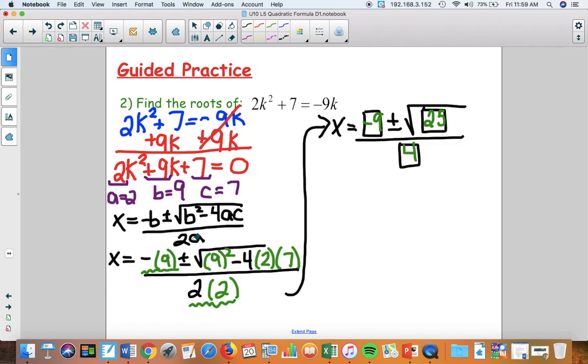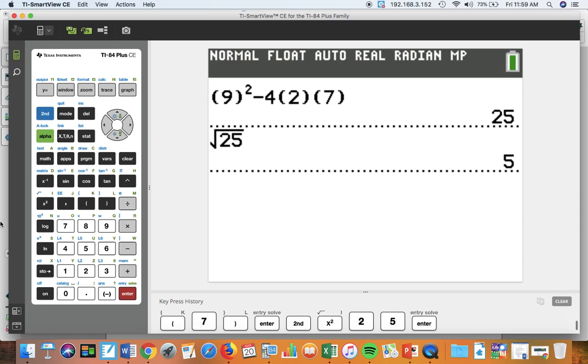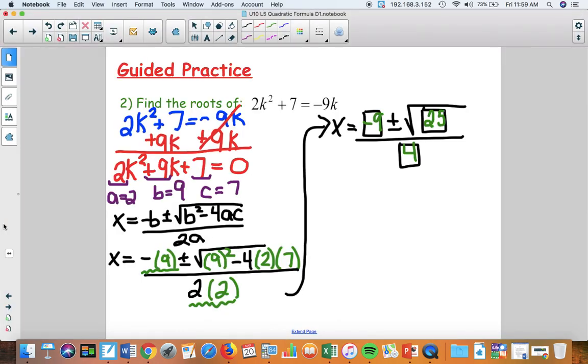Next thing we should check is if we can simplify the number under the radical. So if we can find the square root of 25, if you check in your calculator the square root of 25, it gives us a whole number. It gives us 5. So we are going to change the square root of 25 to 5. To get our two answers, we have to use that plus and minus.